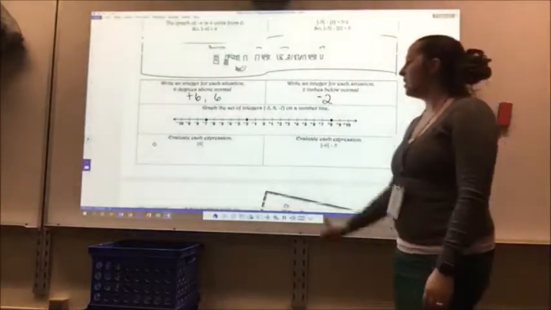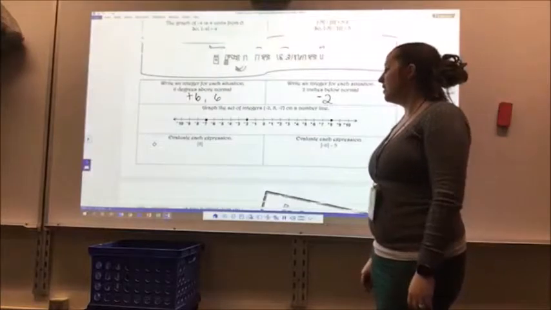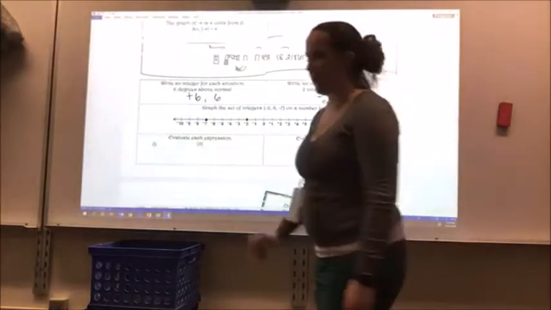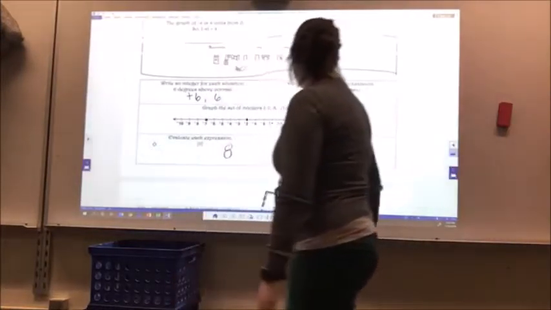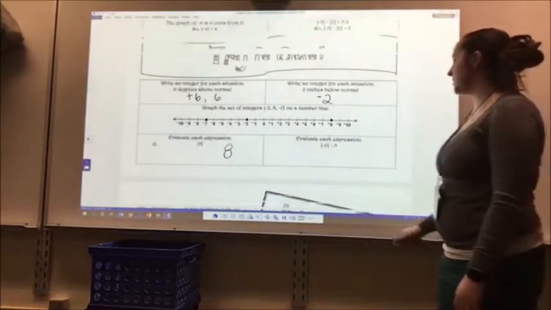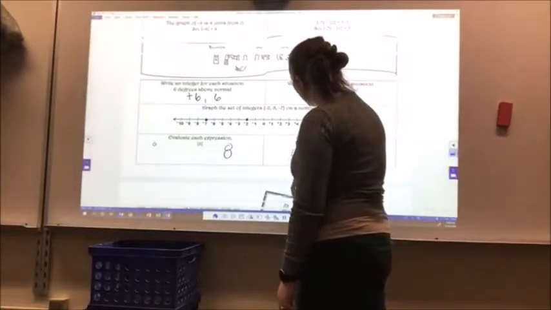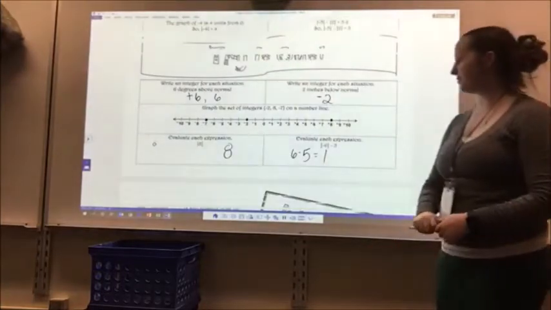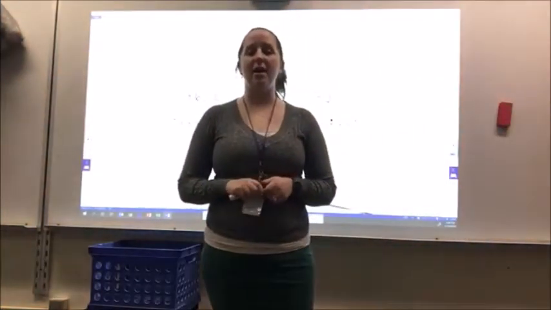Okay? Next I have evaluate each expression. The absolute value of 8, well 8 is 8 spots away from 0, so the absolute value of 8 is 8. Evaluate each expression, absolute value of negative 6 minus 5. Well, the absolute value of negative 6 is 6, so this is 6 minus 5 equals 1. And that is the end of lesson 1.